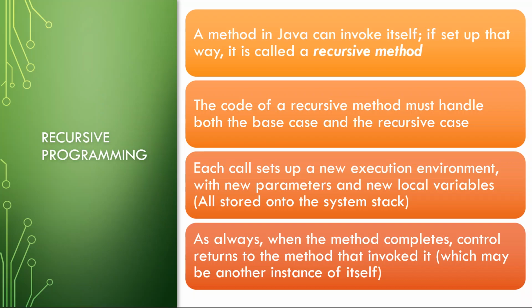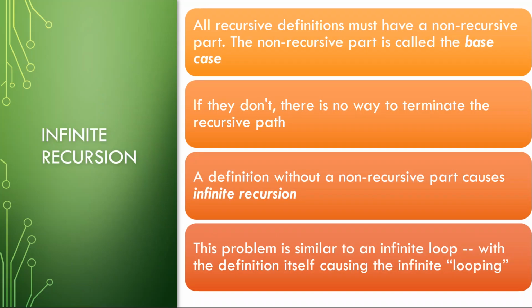Each call sets up a new execution environment with new parameters and new local variables, all of which will be stored on the system stack. This is similar to what we talked about in the actual stack lecture videos, but there'll be a review coming up. And as always, when the method completes, control returns to where it was invoked, which may be another instance of itself. It's perfectly valid to do.